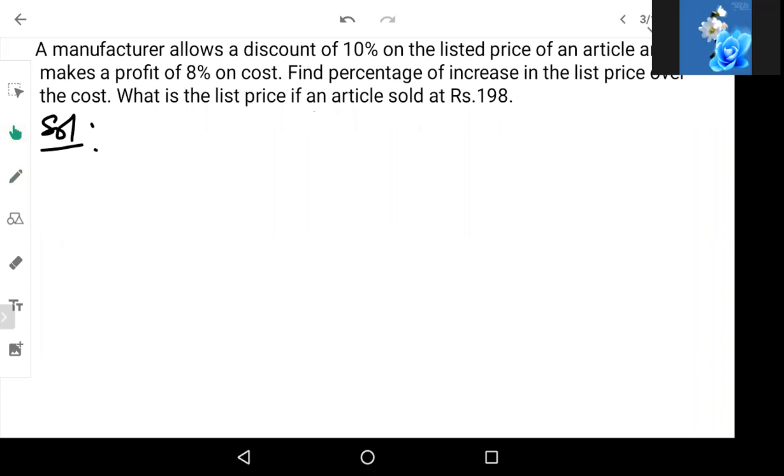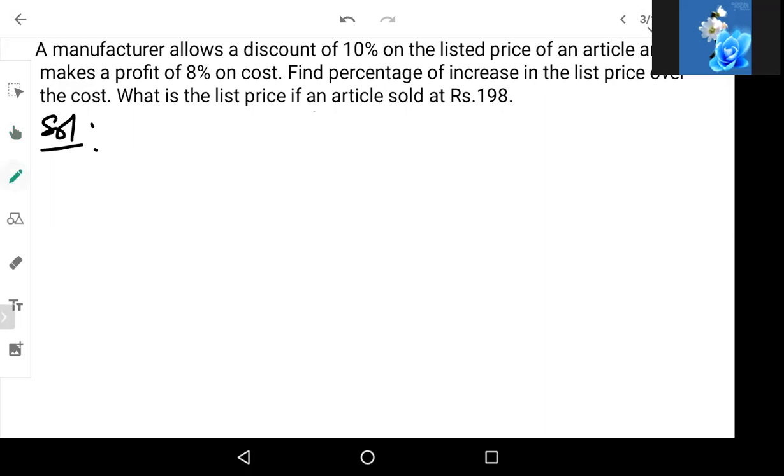Moving on to the next question. A manufacturer allows a discount of 10% on the listed price of an article and still makes a profit of 8% on cost. Find the percentage of increase in the list price over the cost. What is the list price of an article sold at rupees 198?